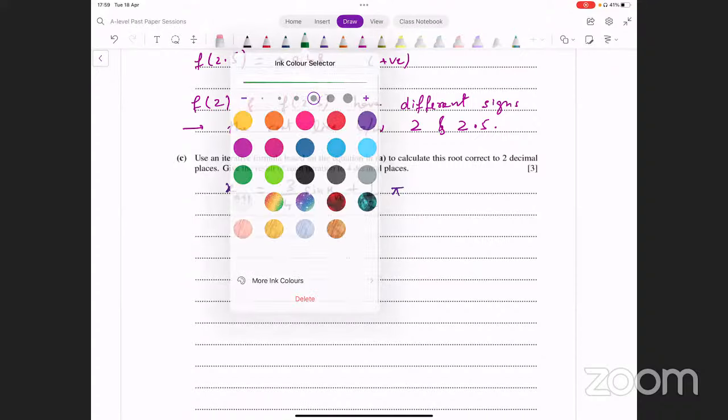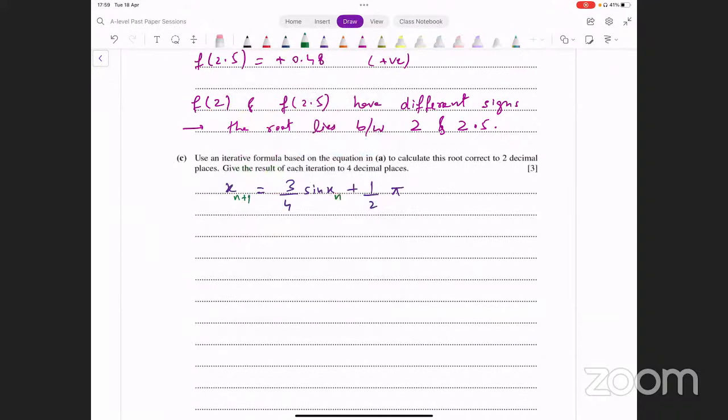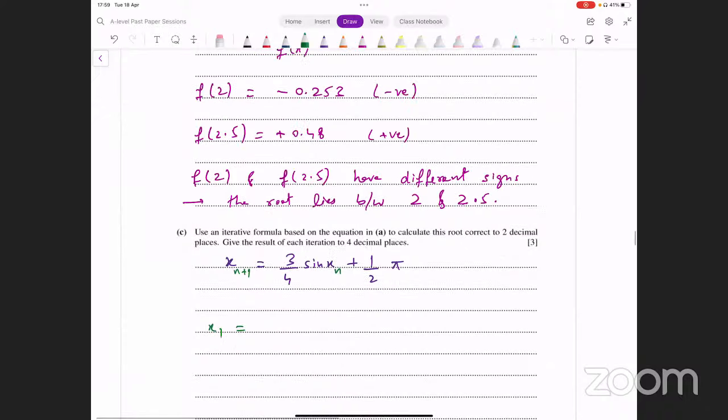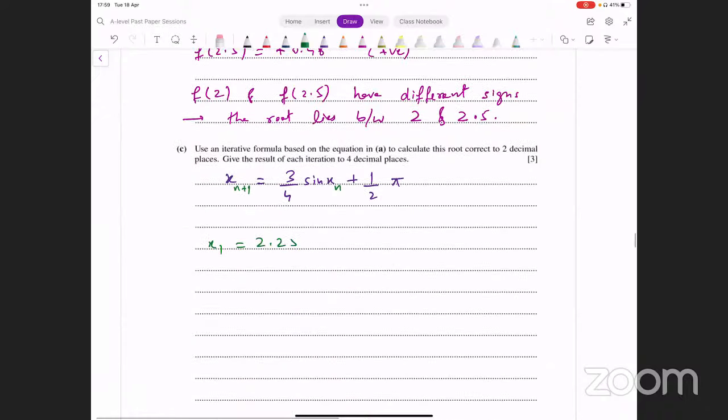And now what you have to do is you have to have a starting value x1. What would that starting value be? We have proved that a root lies between 2 and 2.5. Now between 2 and 2.5 it could be anything, so what could be our best guess? That will be the midpoint of 2 and 2.5. So we can have the starting value as 2.25.